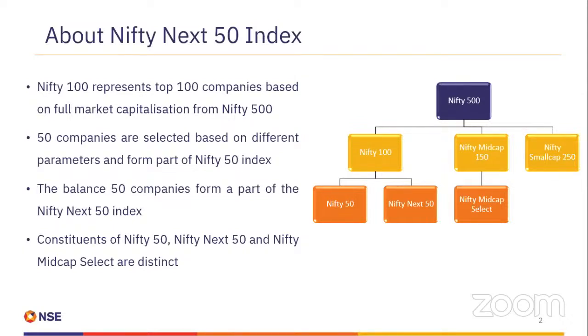As you can see in our slide here, with the introduction of derivatives on Nifty Next 50, we have three broad-based indices. The first is the Nifty 50 index, which is the liquid and large cap index. The second is again a large cap index, but it's the next 50 stocks. And the third is the Nifty Midcap Select. With this, we have roughly covered the top 125 stocks in the market. All these three indices at any given point of time are distinct. That means the constituents of all three indices don't overlap. They are completely distinct.